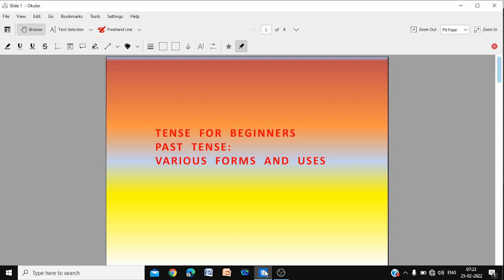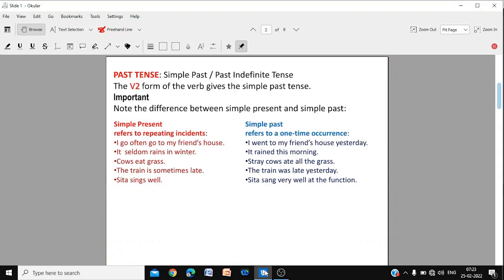So in the previous video we saw present tense, and now our next series is on past tense. After present tense we are dealing with past tense for beginners, the various forms and uses. First we have the simple past tense or past indefinite tense. Just as we had simple present tense, so also we have simple past tense.